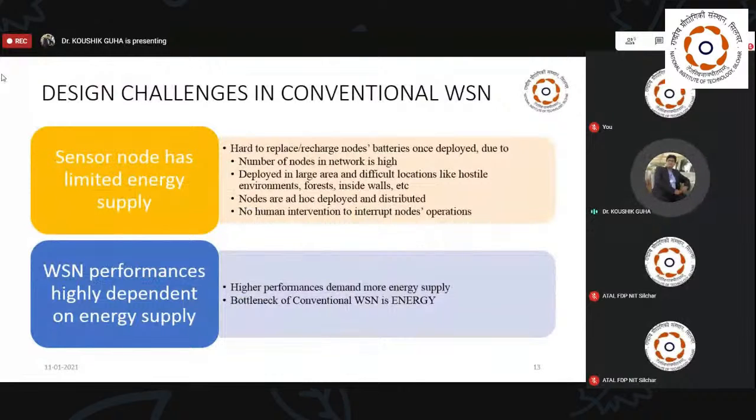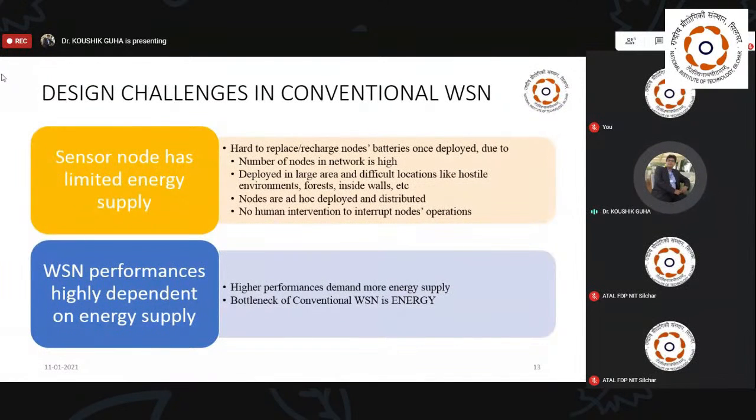Then what are the design challenges in conventional wireless sensor networks? The sensor node has a limited energy supply, because it is very hard to replace in existing technology. If it is battery operated, it is very hard to replace or recharge the batteries once deployed, because the number of nodes in the network is very high. They may be deployed over a large area and in difficult locations like hill stations, hostile environments, forests, inside walls, so it is very difficult to replace the battery there. The nodes are deployed on an ad hoc basis and distributed, with no human intervention in node operations.